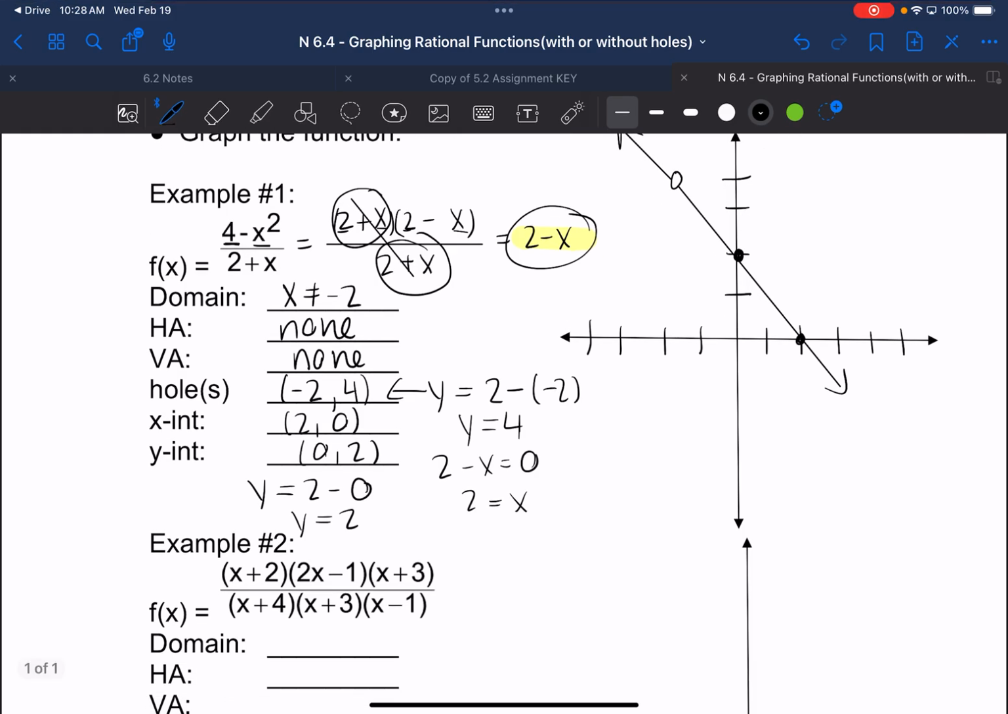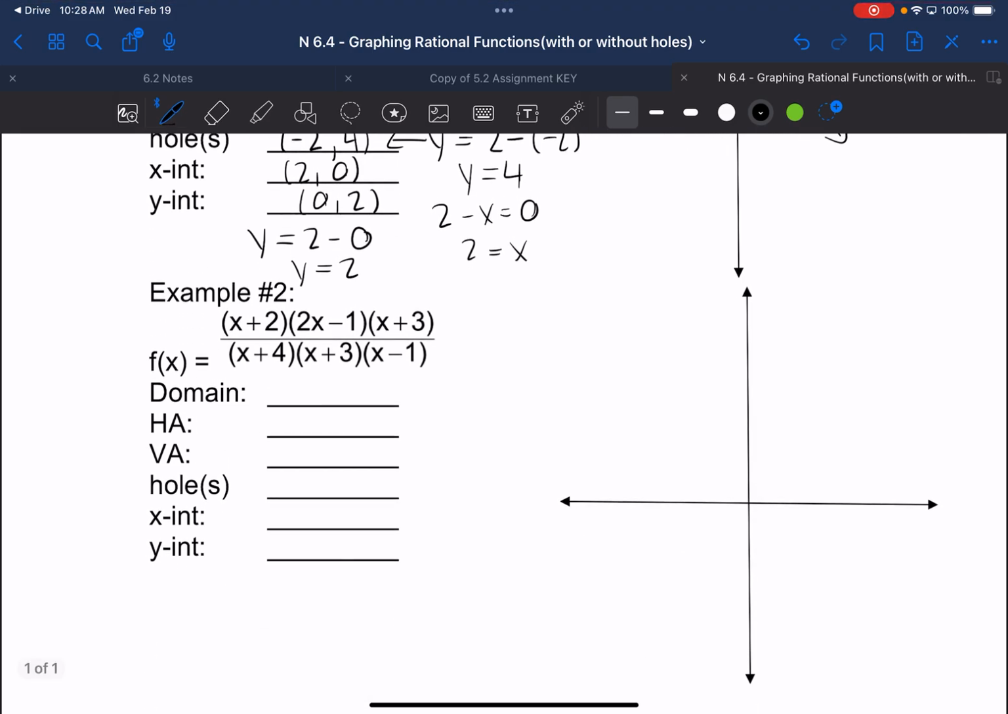All right, let's do another one. Okay, so example number 2. Looks like they actually already factored this one for us, right? So nothing to factor here. Do you guys see anything that will cross out like last time? Right. So because those x plus 3's cancel out, that tells us we will have a hole, right? Okay, and my leftovers are all that I'm going to use. So the x plus 2 times 2x minus 1 in the top over x plus 4 times x minus 1.